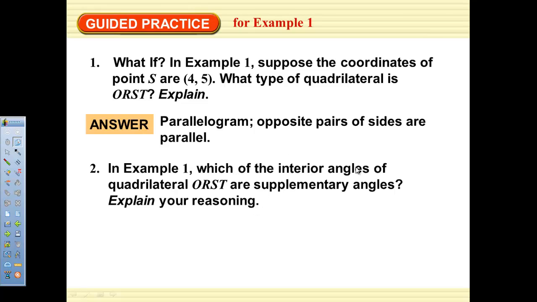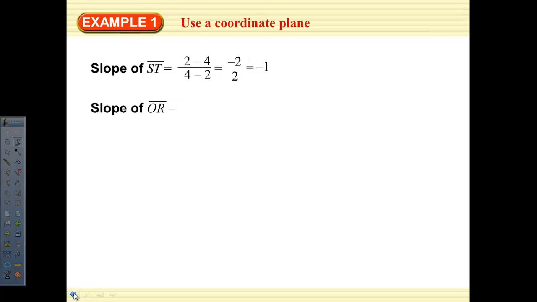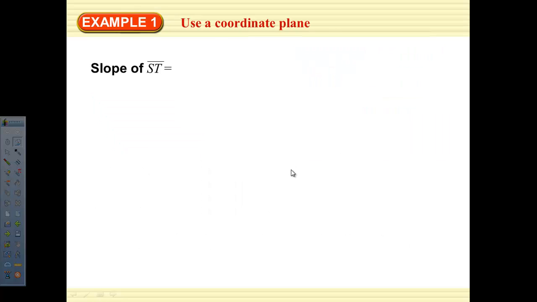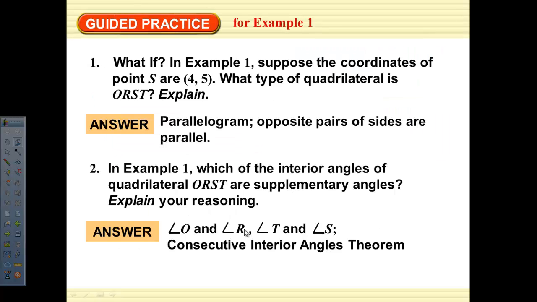And it says, which of the interior angles of ORST are supplementary? Hopefully you can remember from the picture, but I'll go back one more time. Which angles are going to be supplementary? Well, these lines are parallel, so this angle R and this angle O should be supplementary, because that would make these consecutive interior angles, and then S and T should be supplementary as well. O and R, S and T, by the consecutive interior angle theorem. And we're done. Thanks.